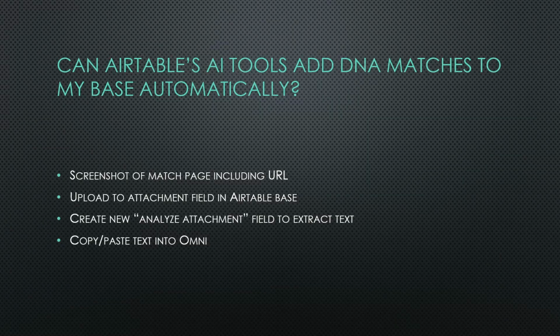So the question is, can Airtable's AI tools add DNA matches to my base automatically? And this would be great if we could have our relevant matches automatically added for us. So my initial idea was that I could take a screenshot of the match page, including the URL, and then upload that to an attachment field in an Airtable base, and then create a new analyze attachment field to extract the text, and then copy and paste that text into Omni and have it fill out the rest of the row.